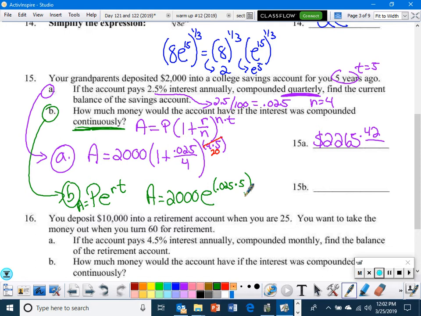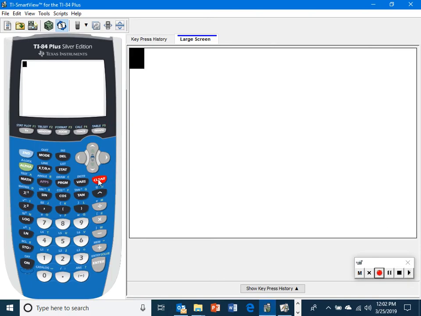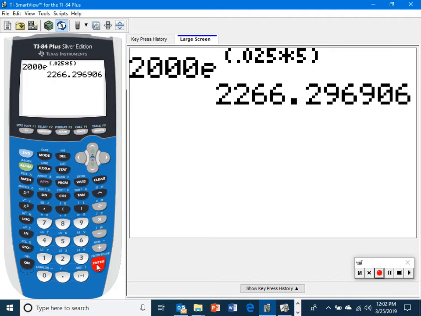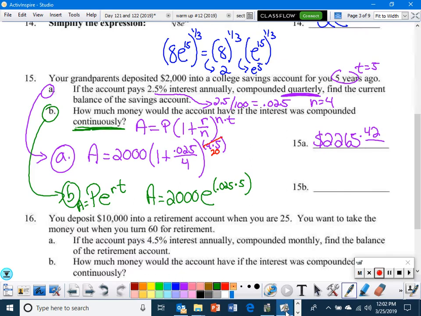Now, instead of using that, we can just type that in. So I'll type this one in with you. So 2,000 times e, and again, it's a good idea to use parentheses, 0.025 times 5. So this is compounding continuously. And there's our answer, $2,266.30. So it earned a little bit more interest than being compounded quarterly. Not quite $1 more. Just under $1 more.